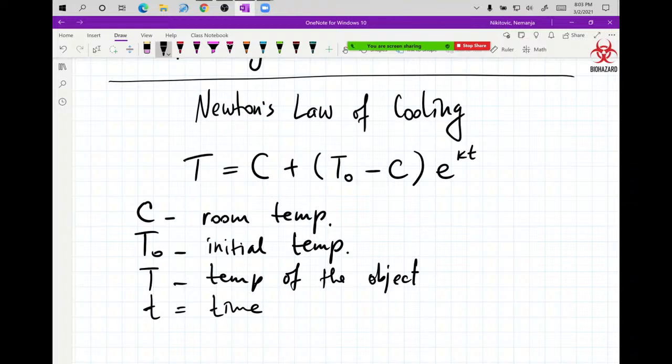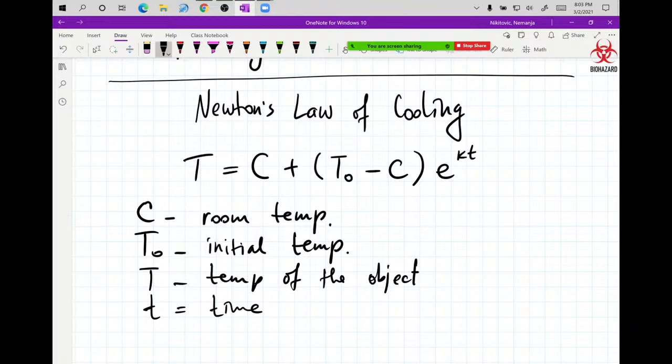And then you have a target temperature, which is this big T, which is 165 for poultry. For chicken to be considered fully cooked and safe for consumption, it has to reach 165 Fahrenheit. So you have three temperatures at play.